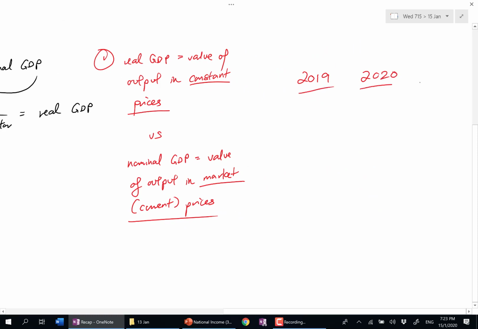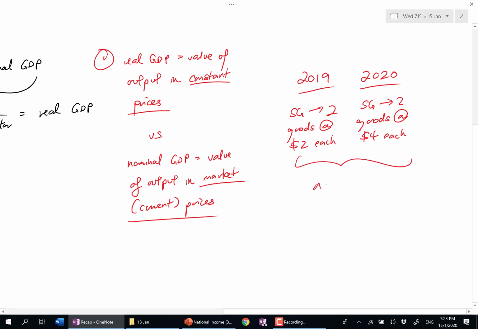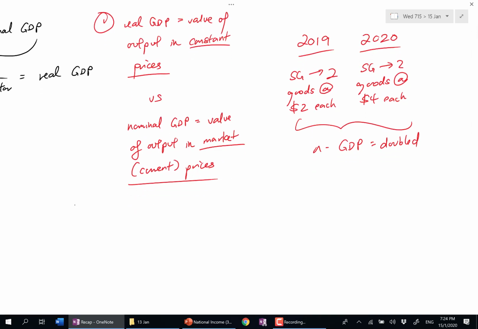If I give you the simplest example, last week I gave you this example. Let's say in 2019, Singapore produces two goods at $2 each. 2020, we also produce the same two goods, at $4 each. So if you look at what has changed across this period, nominal GDP has doubled. You see what happened? When you compute nominal GDP, you bother with what has changed in terms of pricing. But real GDP, you don't care about price. Real GDP is the same. Are we okay with that?